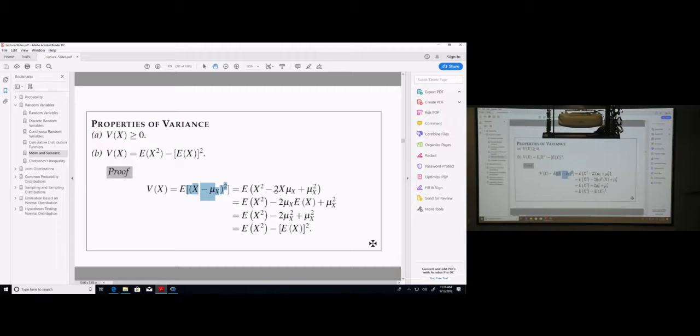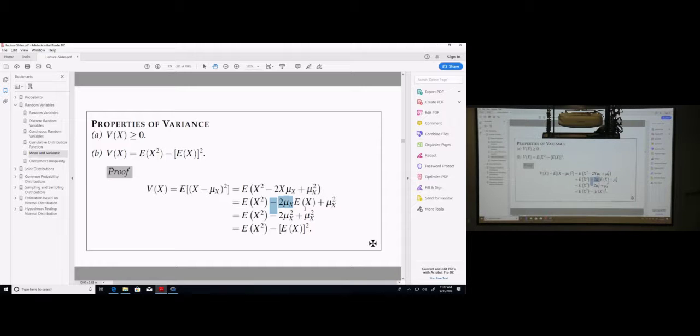All right? And here I'm taking expectation of minus 2x mu x. Minus can be taken outside. The mu x is a constant, so I can take it outside of the expectation. The factor 2 is also a constant. So in the end, I take out this factor minus 2 mu x outside my expectation.